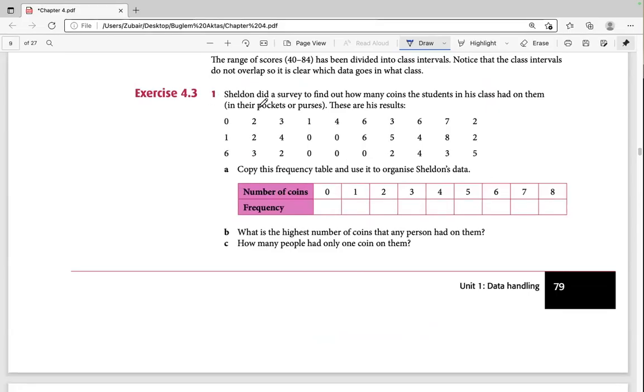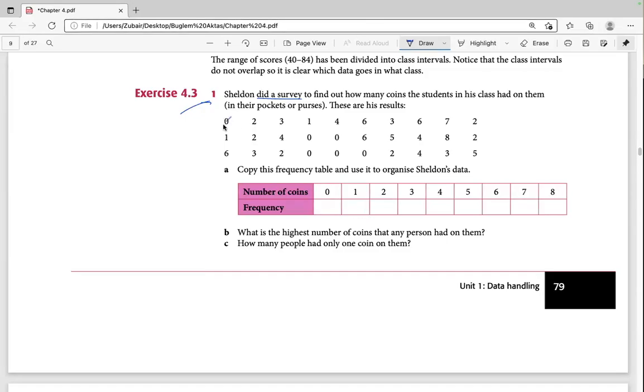4.3. Sheldon did a survey to find out how many coins the students in his class had on them in their pocket purses. These are his results. Copy the frequency table and use it to organize Sheldon's data.